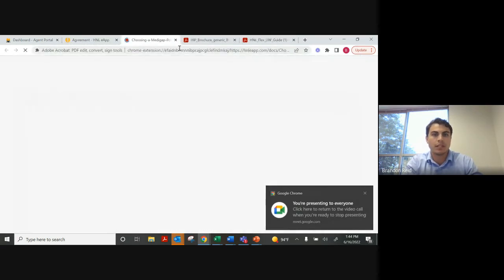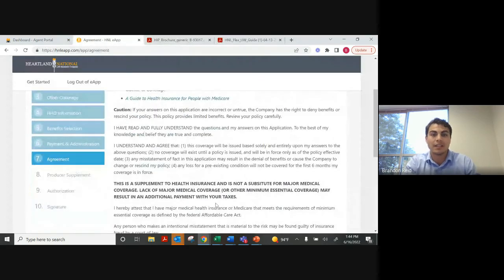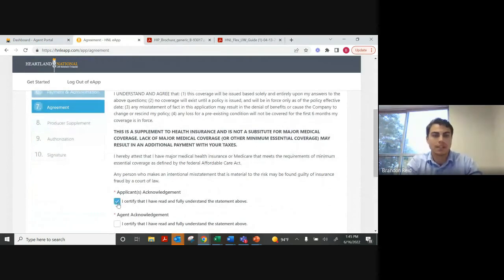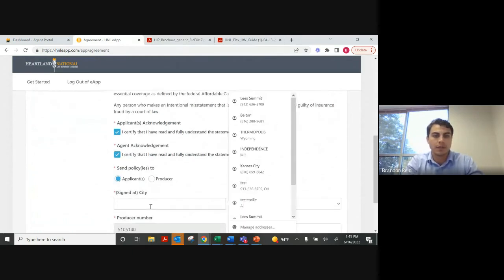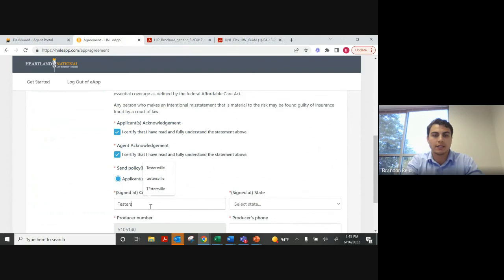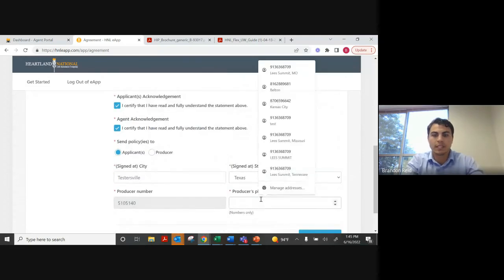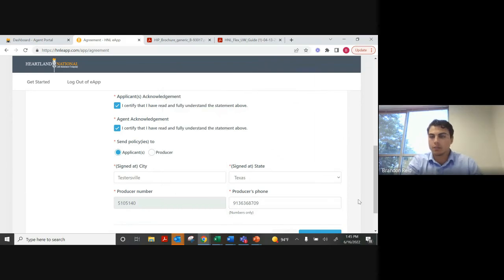Open up the outline of coverage and a guide to choosing a Medigap policy. This is not a Medicare supplement plan. That's what this is telling you here. This is not a Medicare supplement policy. Let's go ahead and certify that we've read that statement, and then let's move forward and get it signed. It's a quick and easy e-application, never had any issues with it, so I'm sure you'll like it.